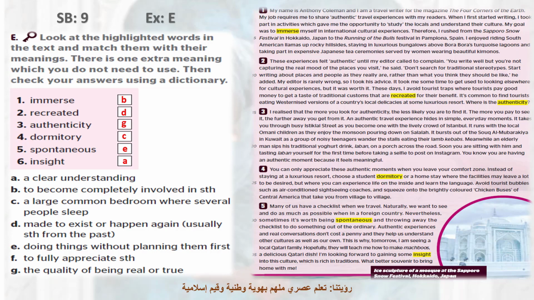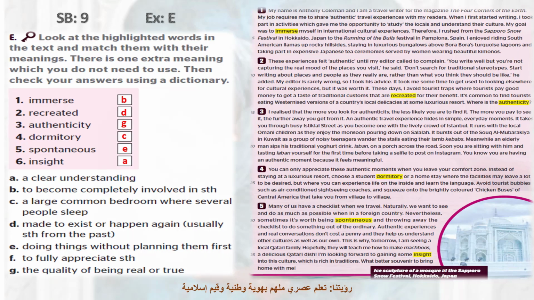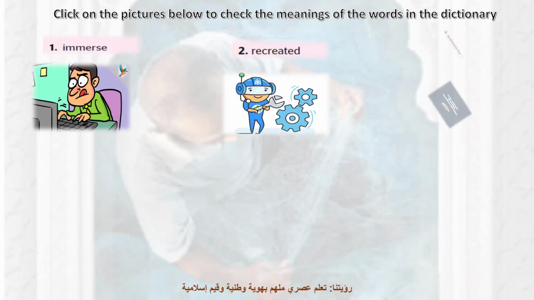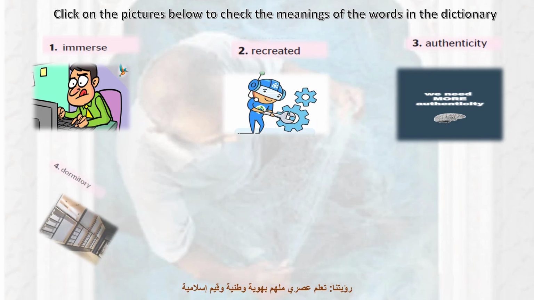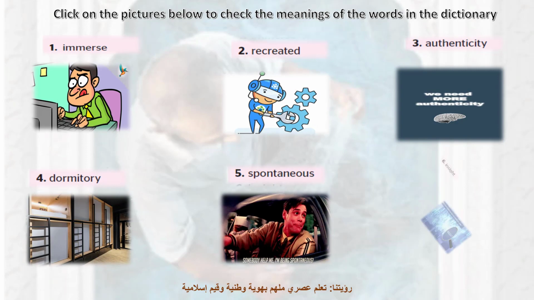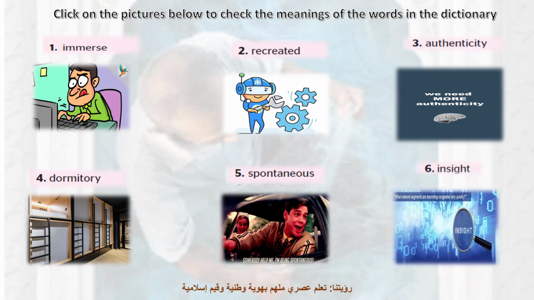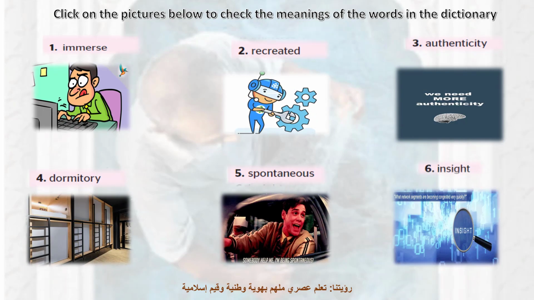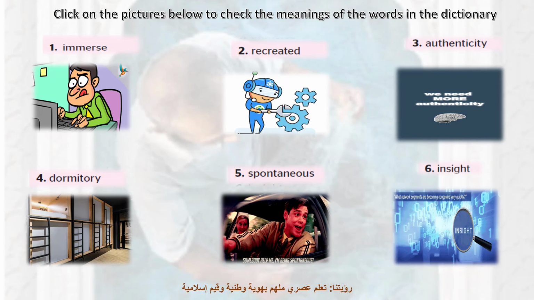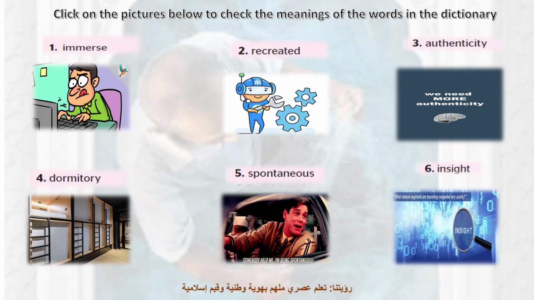Now the time has come to click on the pictures to check the meaning of the words in the dictionary. By clicking on the pictures, we log on to the Cambridge Dictionary online website, and then we can listen to the word being pronounced in the American and in the British way. Also, we can find the meaning of the word, and finally, we can find an example or more about the different meanings of the words.